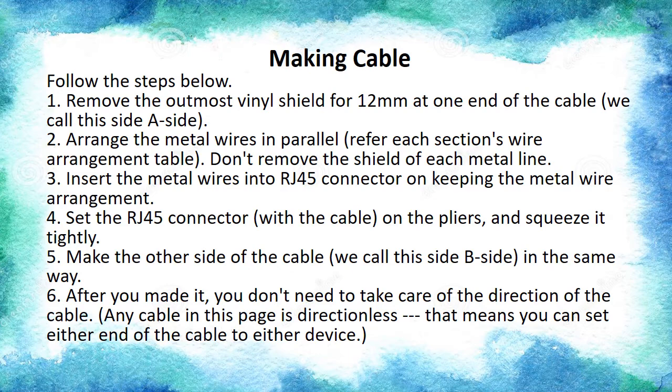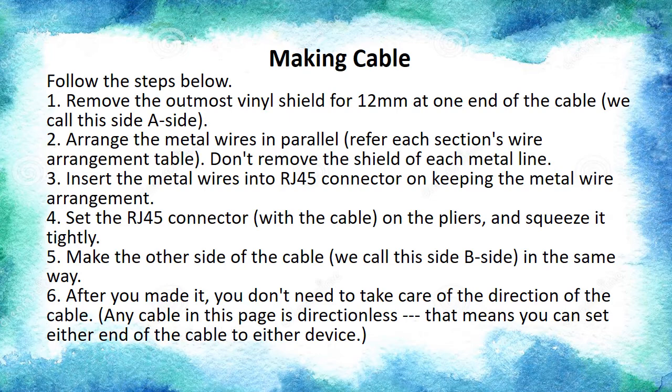So first is to remove the outmost vinyl shield for 12 millimeters at one end of the cable. We call this the A side. Next is to arrange the metal wires in parallel. Refer to each section's wire arrangement table. Don't remove the shield of each metal line.